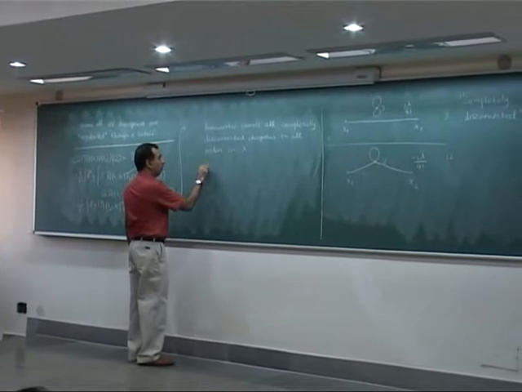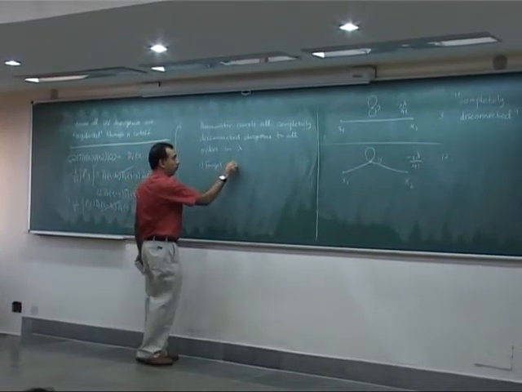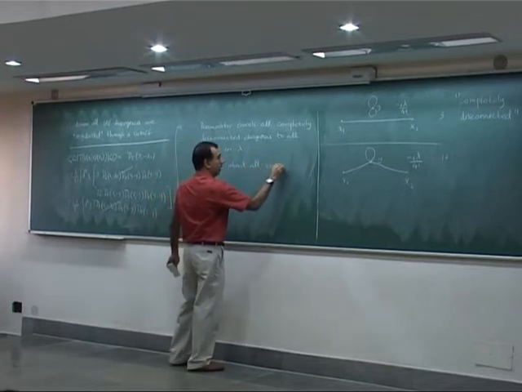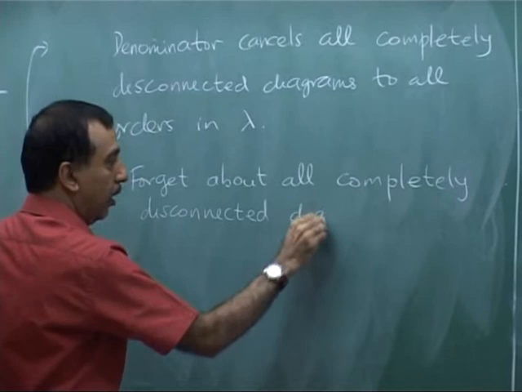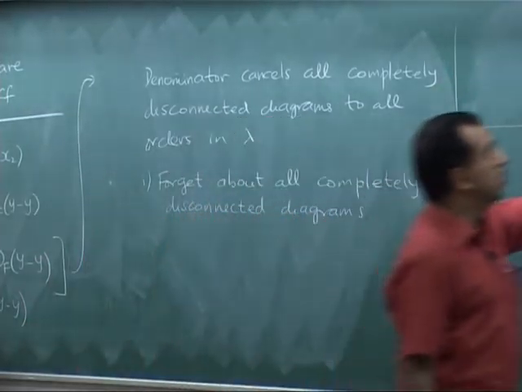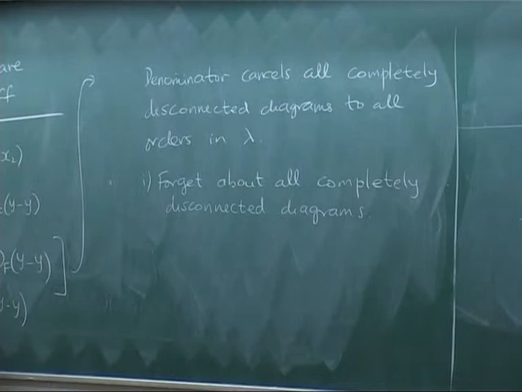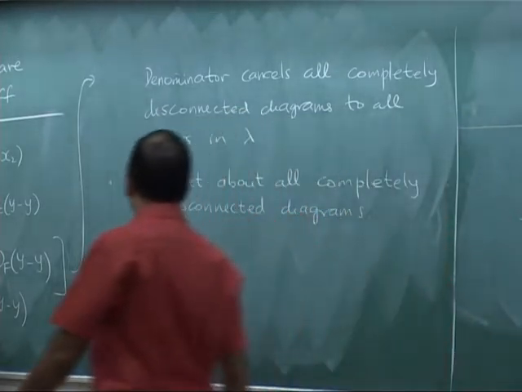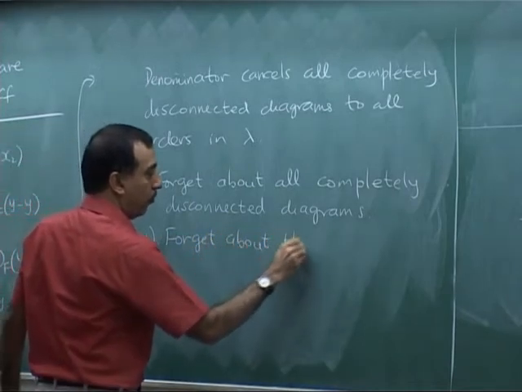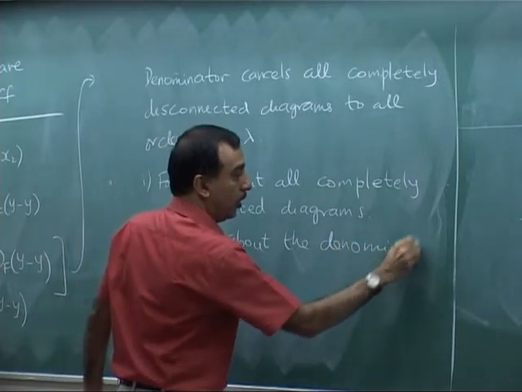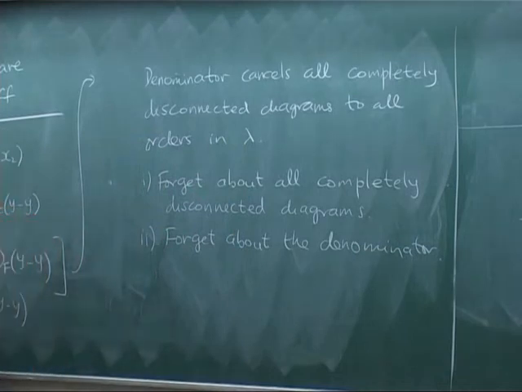Okay? So, one, forget about all completely disconnected diagrams. So, when we do Feynman diagram expansion, we only consider connected diagrams, so we just don't do this. When we look for possible Feynman diagrams, we exclude such ones right from the beginning. At the same time, forget about the denominator. If we had to take into account the denominator, we would have got lots more diagrams from expanding the denominator. But because it cancels out these, so we forget about both at once. And so we only have to consider Feynman diagrams in which some connection is there. That's great.